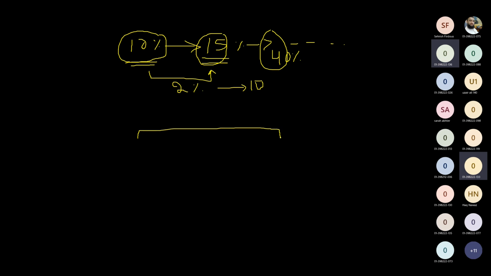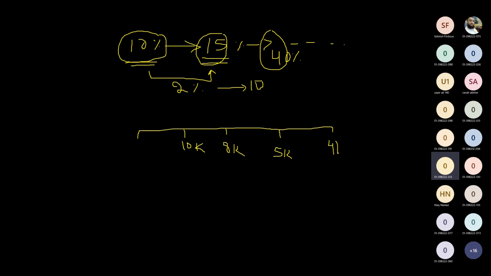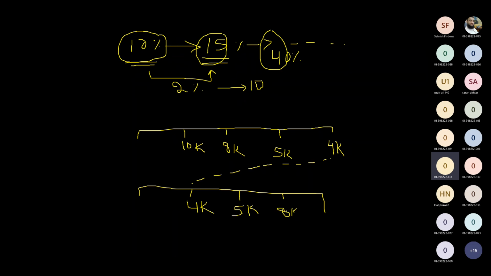Actually, look at these cash flows. I'm getting 10,000 here, 8,000 here, 5,000 here, and, let's say, 4,000 here. Let's have a look at another scenario. I have the same cash flows, but the timing is different. Here, 4,000 I'm getting in the first year, 5,000 in the second, 8,000 in the third, and the 10,000 towards the end. Now, if you calculate the present values for both of these cash flows, apparently the amounts of these cash flows are equal.